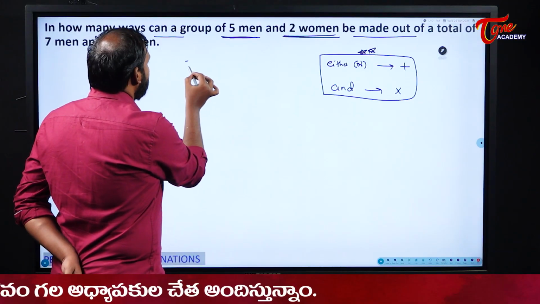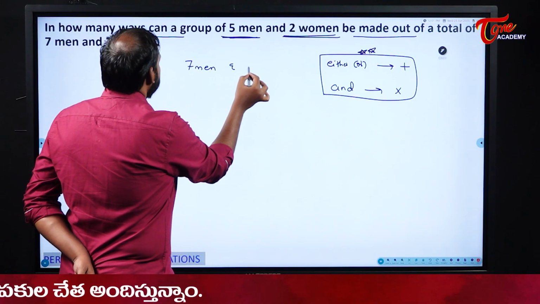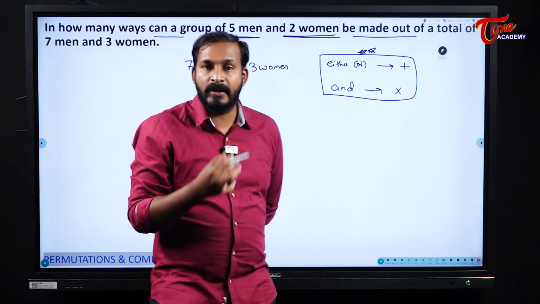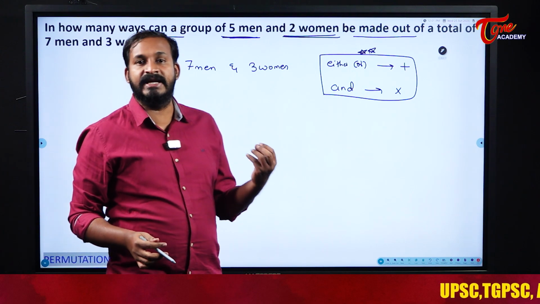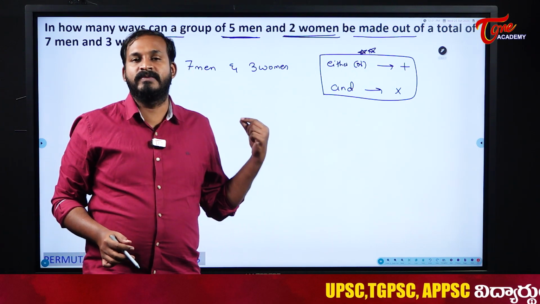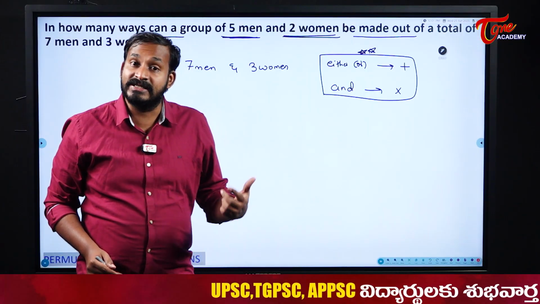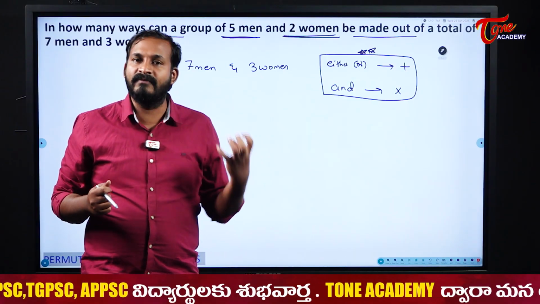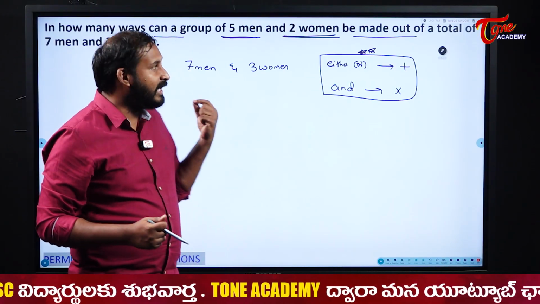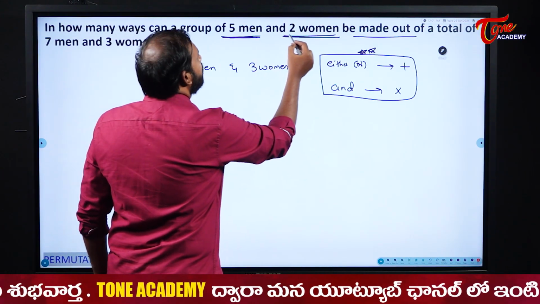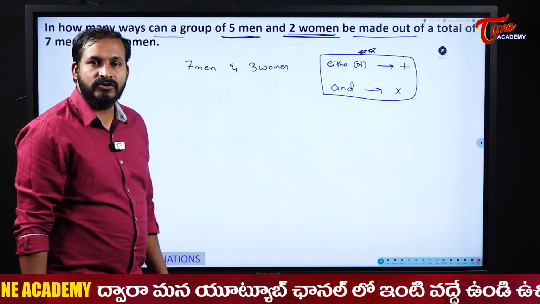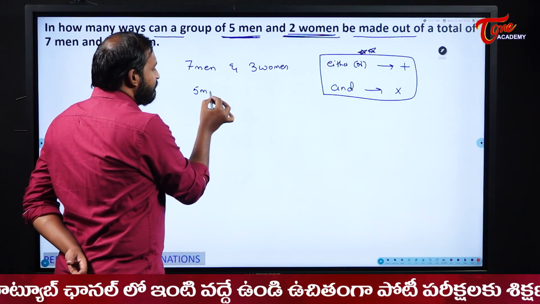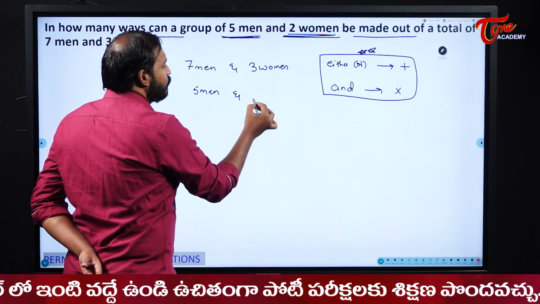So total available for me are how many? 7 men and 3 women. In our last video, the problems we discussed did not mention any specification that this many men or this many women should be selected. In those cases, we considered all the males and females together as one group and calculated from them. But here they clearly mention that I need to choose 5 men and 2 women. So from 7 men I should select 5 men, and from 3 women I should select 2 women.